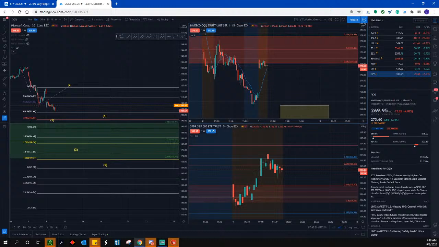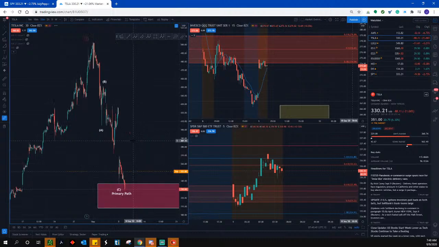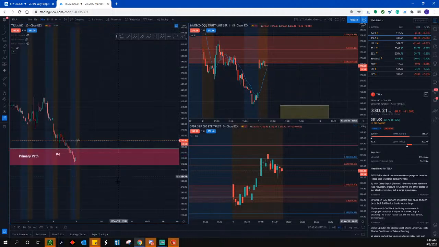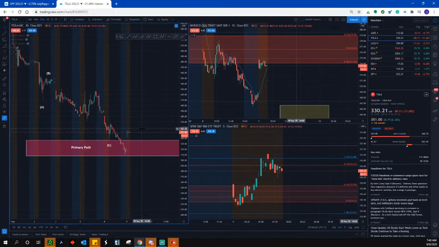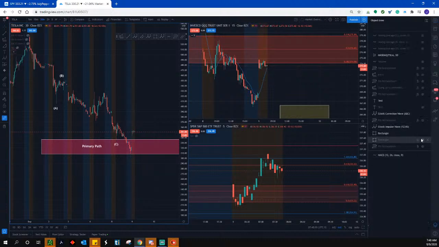Let's see. What else we got? Tesla. That's right, Tesla. Okay. Yep. She has entered. I opened up my door and she walked right in. Okay, so this was on Tesla. Yep. So this was my secondary target.